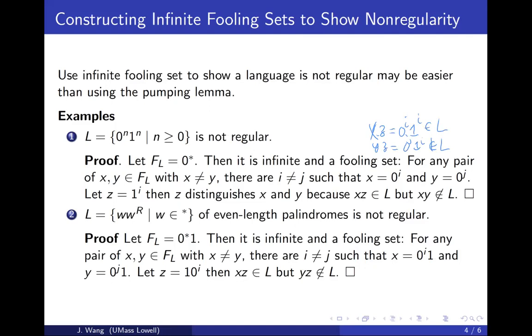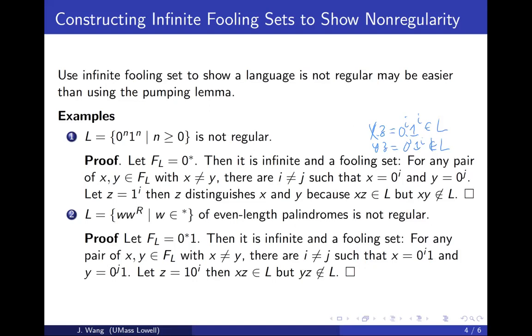The next example, you are given the even length palindromes. We can write it as w w^R, and it is not regular. So we just want to construct an infinite fooling set. Let F_L be 0 star 1, a sequence of zeros followed by 1. Then it is infinite and a fooling set. Infinite is obvious.